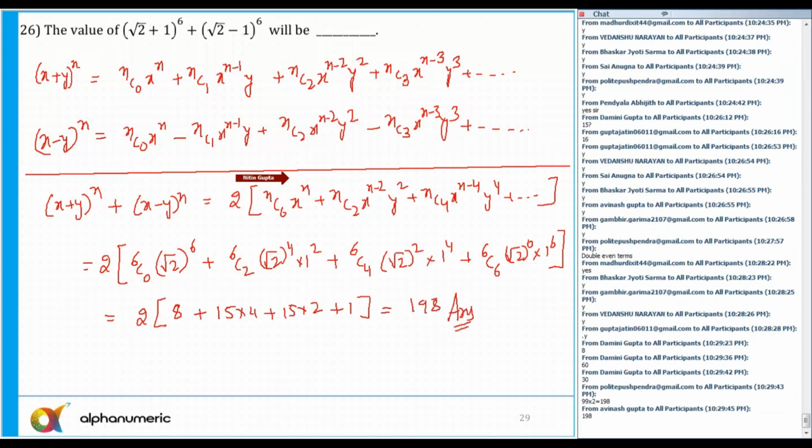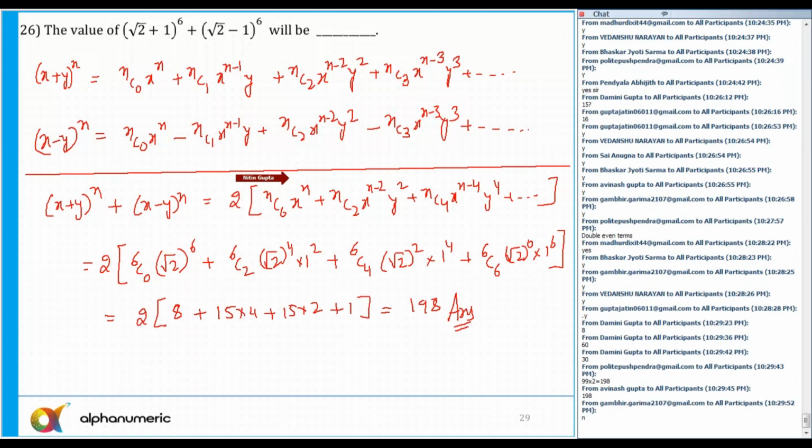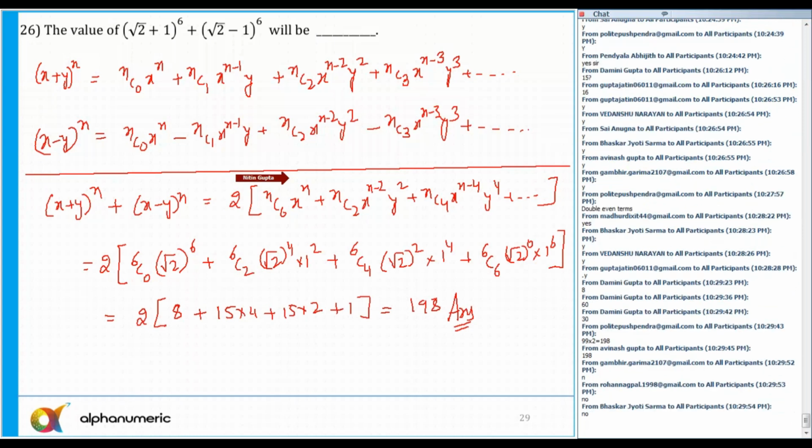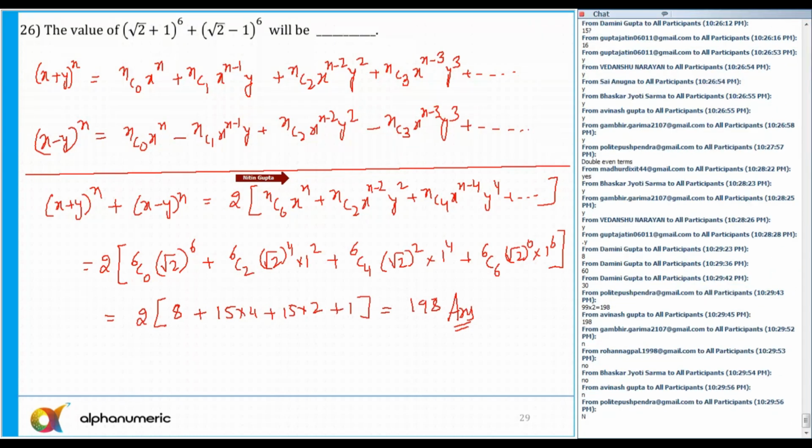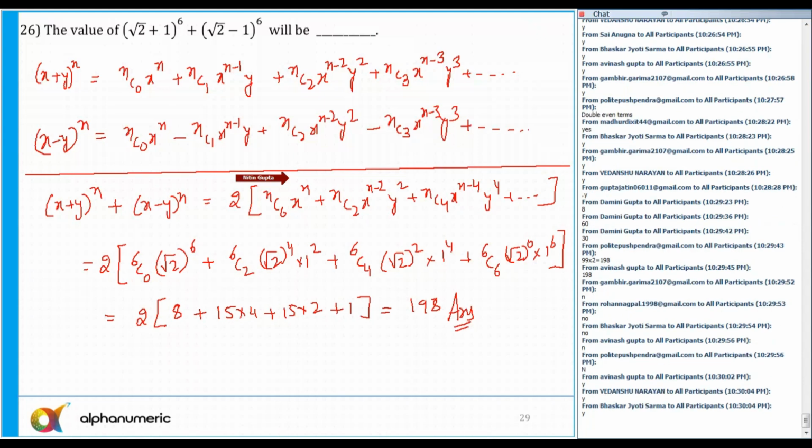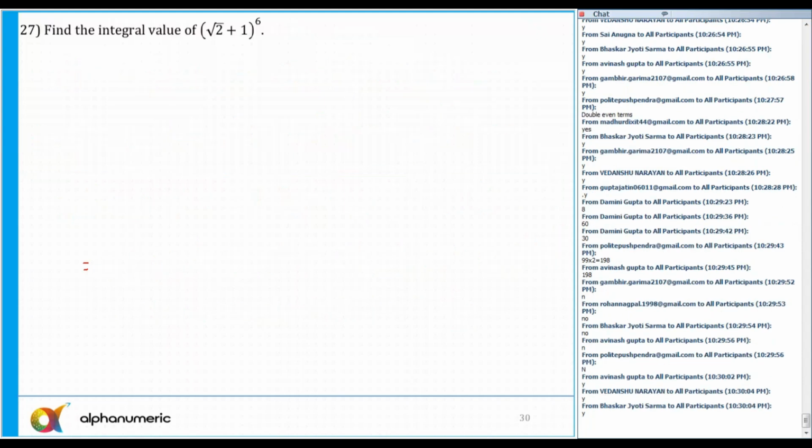So any doubts to anyone now in this question? Please tell me. No. So can I move to the next question if this part is clear to all of you? All right. So tell me the answer of this. Find the integral value of root 2 plus 1 raised to power 6. What is the integral value of root 2 plus 1 raised to power 6?